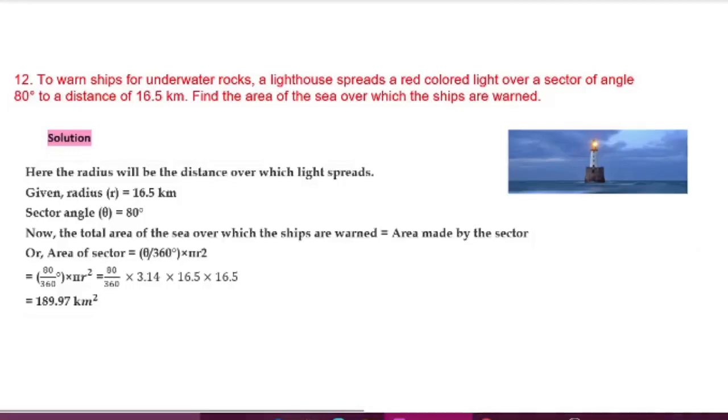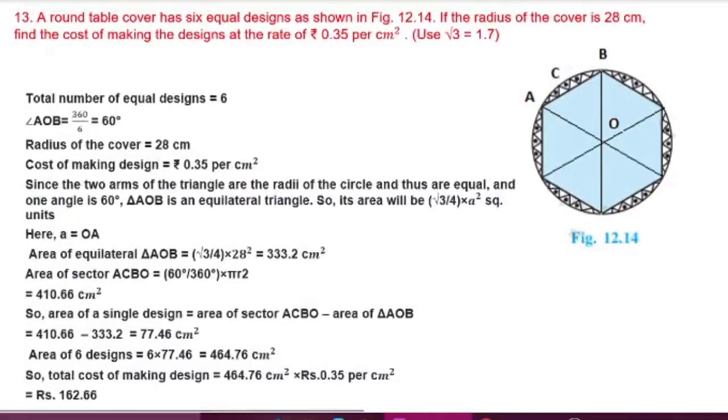Now next question, question number 13. The figure is given, it is a design. A round table cover has 6 equal designs as shown in figure 12.14. If the radius of the cover is 28 cm, find the cost of making the design at the rate of rupees 0.35 per centimeter square. Use root 3 equal to 1.7.